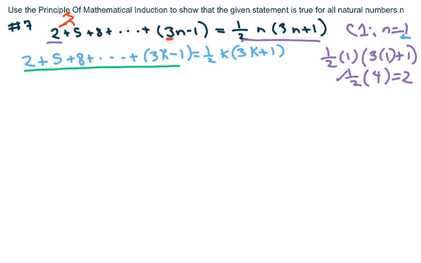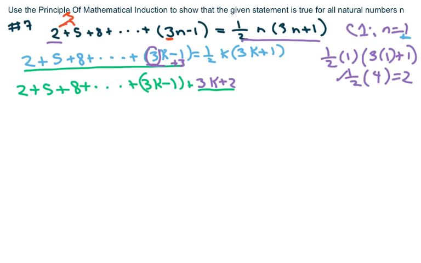So I'm going to write this sequence down again. 2 plus 5 plus 8 plus ... plus 3k minus 1. And I'm going to use my little trick to find the next term. Since my common difference is 3, and arithmetic sequences are linear, I'm just going to add the 3 to this y-intercept portion of it. So that's going to be 3k plus 2.